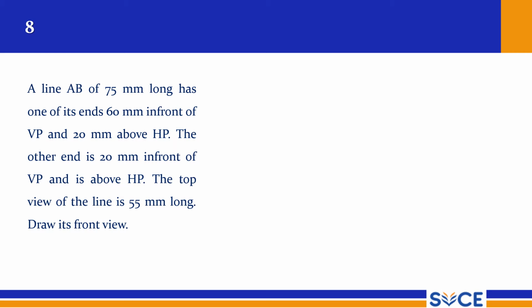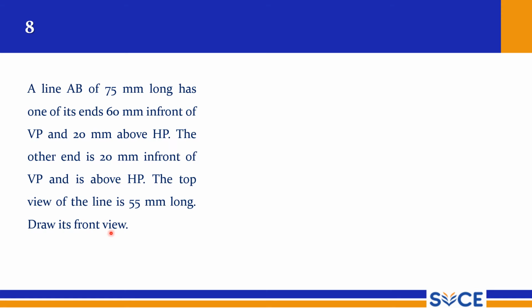Eighth one: a line AB of 75 long, true length, is given. One of its ends is 60 in front of VP and 20 above HP. The other end is 20 in front of VP and is above HP, and how much it is above HP is not given, and the top view of the line is 55 long. So draw its front view.